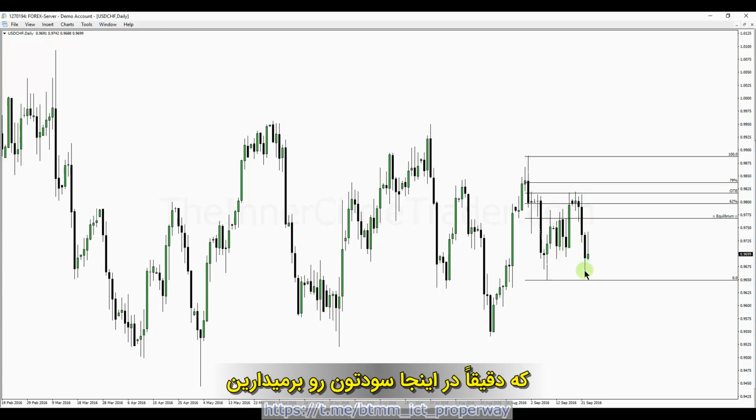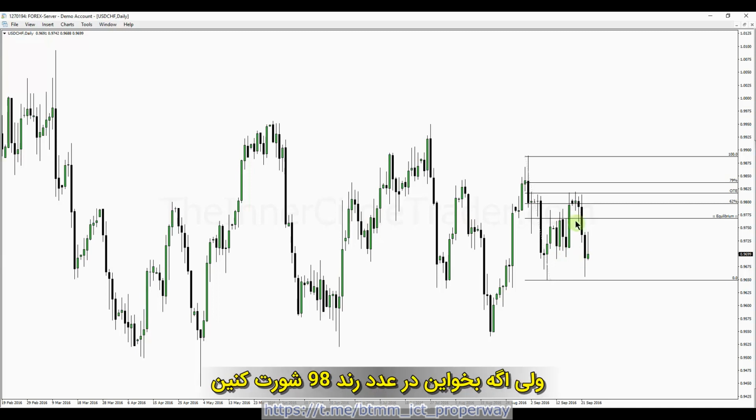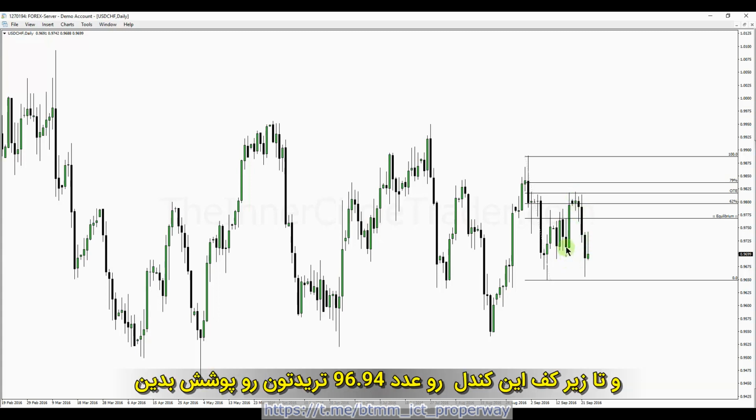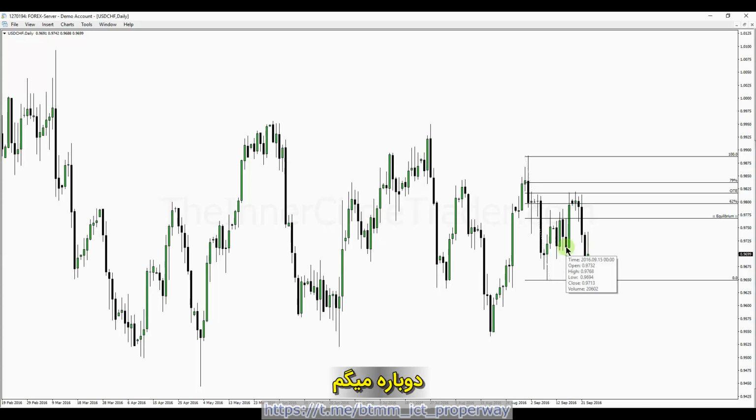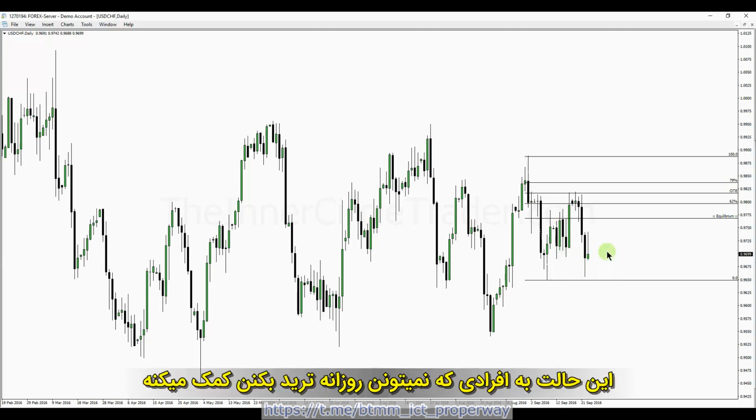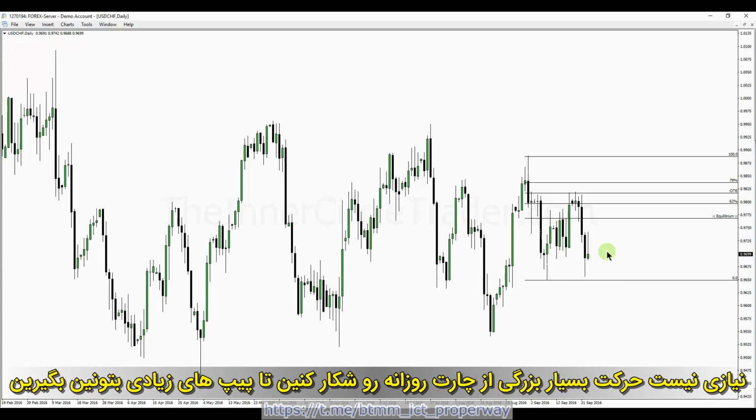Now, they're not astronomical trades, okay? They're not enormous trades, but to get short in here at 98 big figure and cover below the low on this candle here at 96.94, that's over 100 pips. Nothing wrong with that. This is a daily chart we're trading off of. Again, this is helping those folks who cannot be doing day trades. You don't need a great deal of movement on a daily chart to make a decent amount of pips.